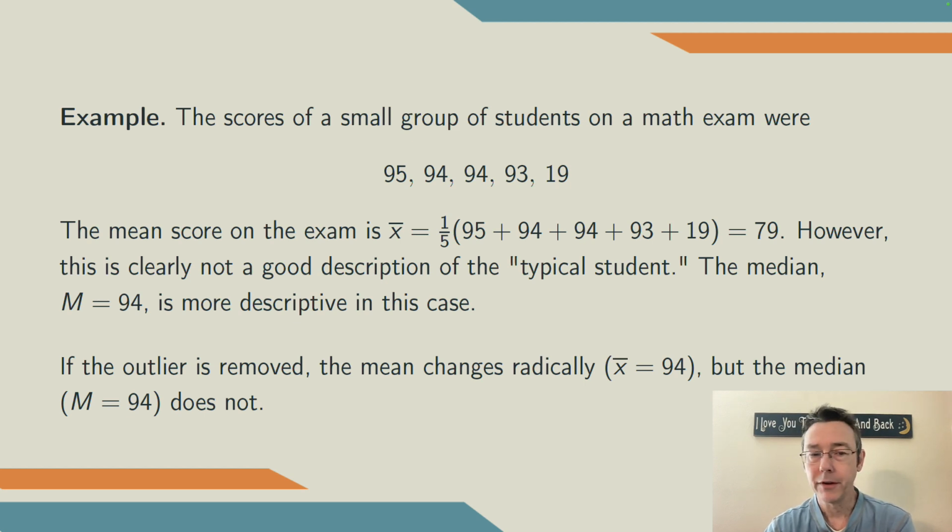One indication of all this is that if we remove that outlier, if we take 19 out of the set and recompute the mean with just the 4 remaining values, we get 94, which is radically different than the 79 we had before we took 19 out. On the other hand, the median, 94, doesn't change at all when we take out that one value. And this is typical. If you take an outlier out of a set, it tends to affect the mean much more than the median.